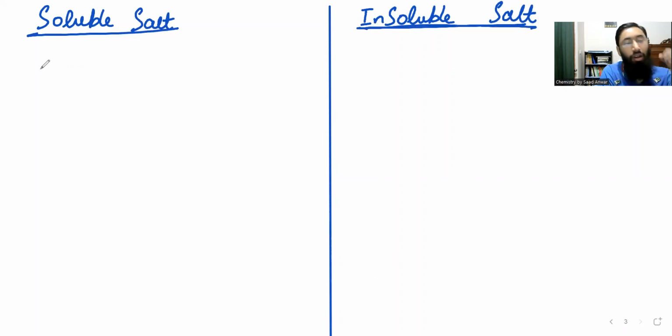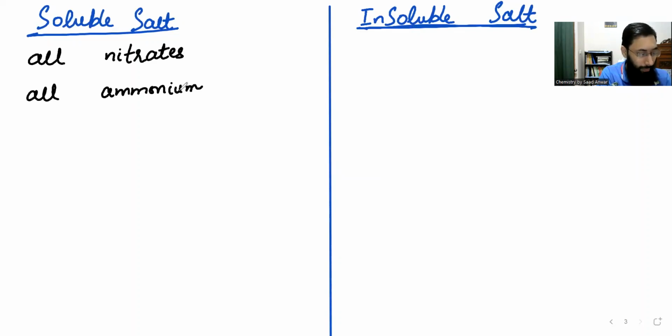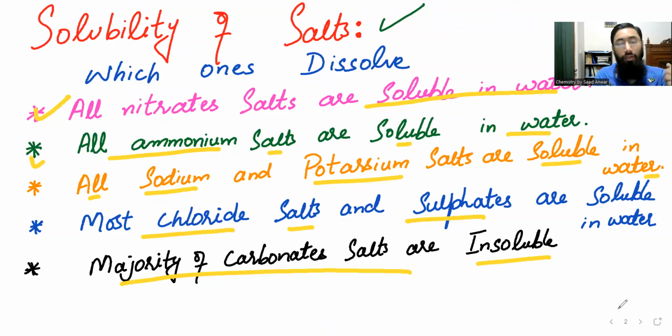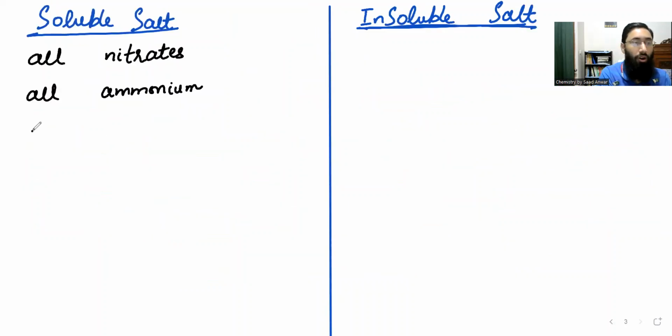So guys, remember, all nitrate salts are soluble. All ammonium salts are soluble. And the next is, all sodium and potassium salts are soluble.